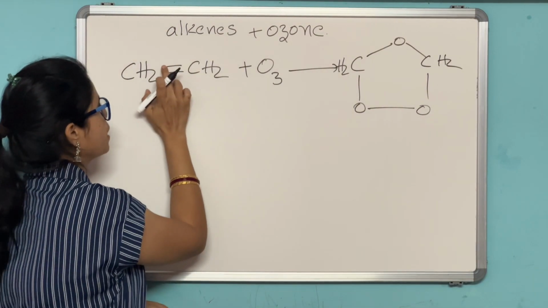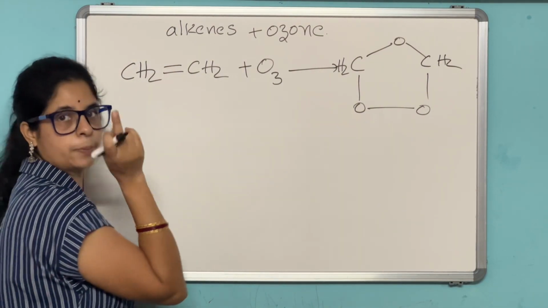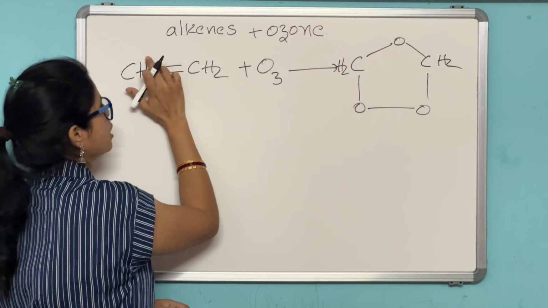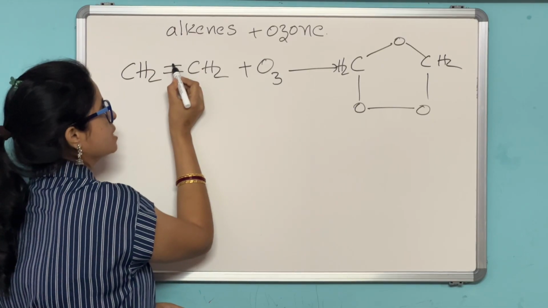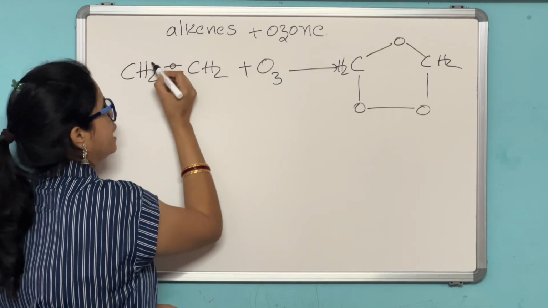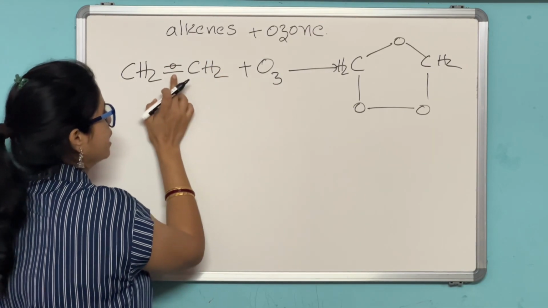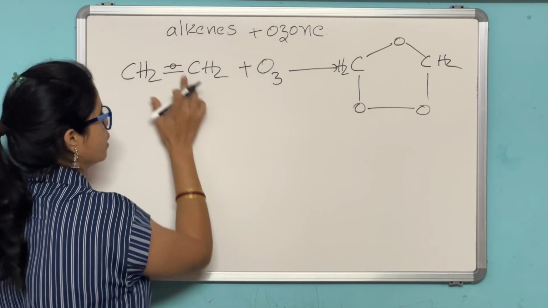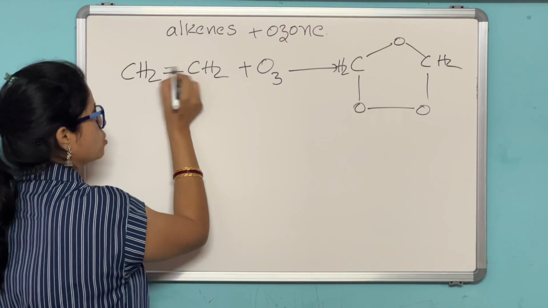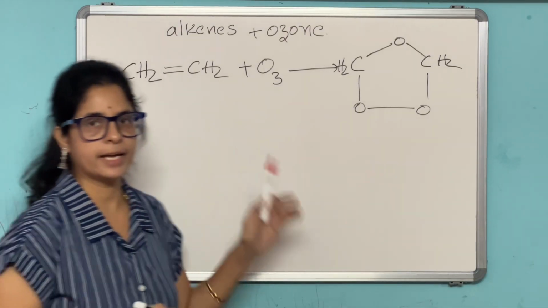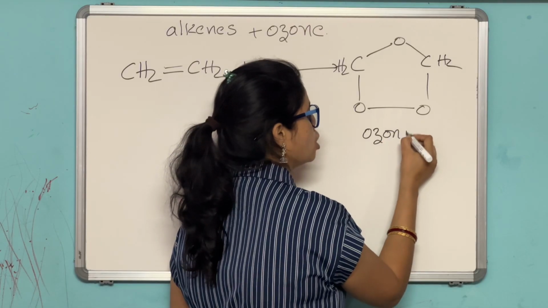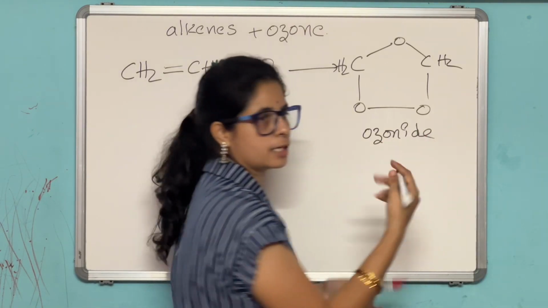So how to write the product: you just replace this pi bond, and instead of that pi bond, insert oxygen between them, and here instead of this pi bond, you introduce the other two oxygens. So this will be the ozonide. This is the way of writing the product. We call it an ozonide. So the ozonide further undergoes cleavage.